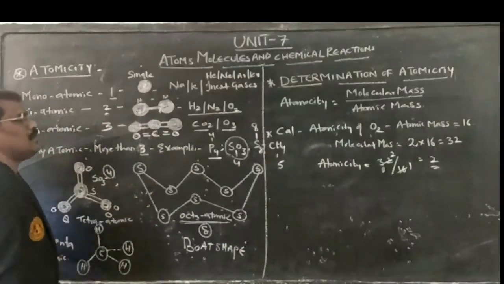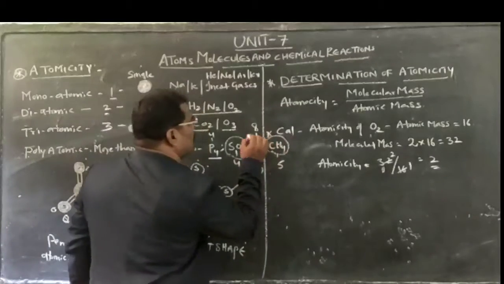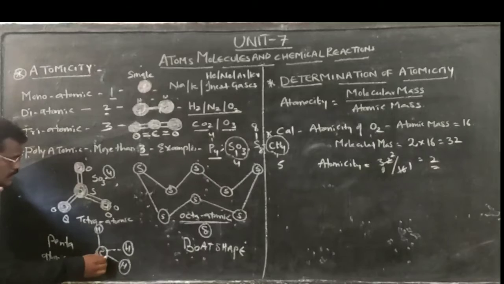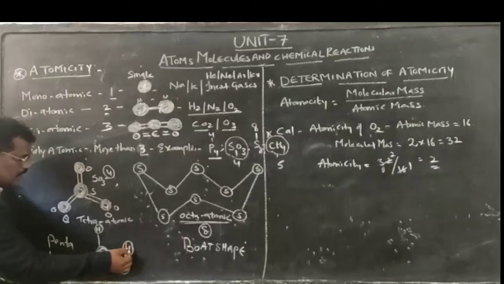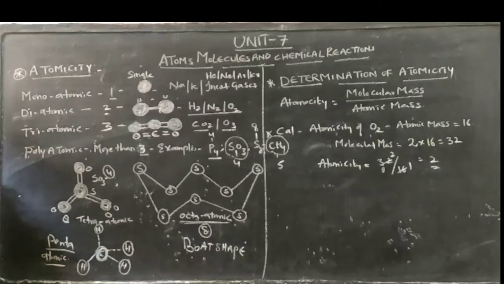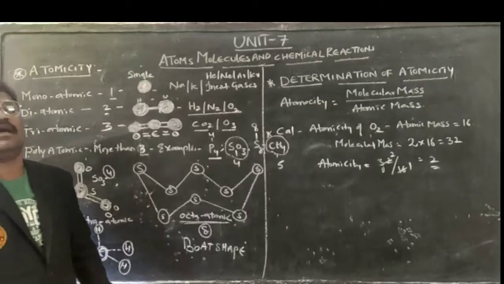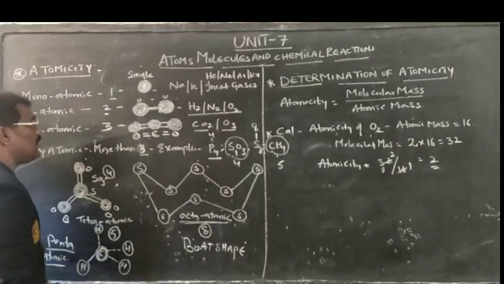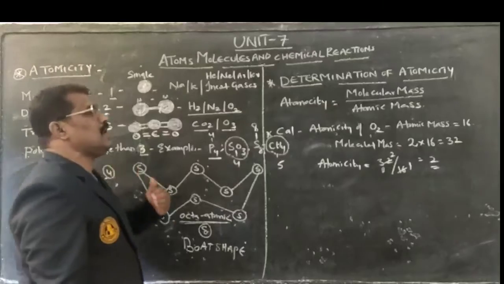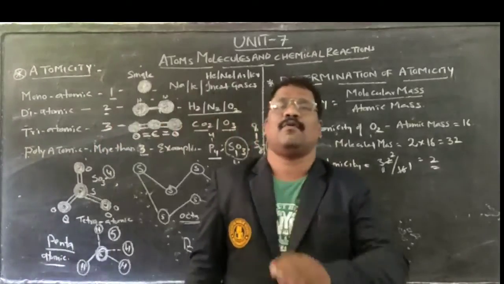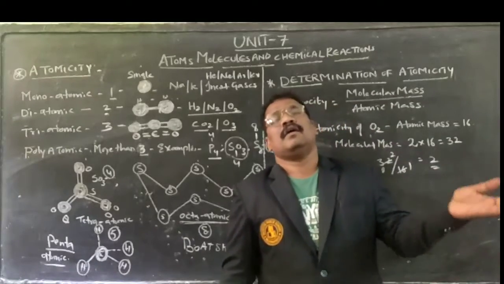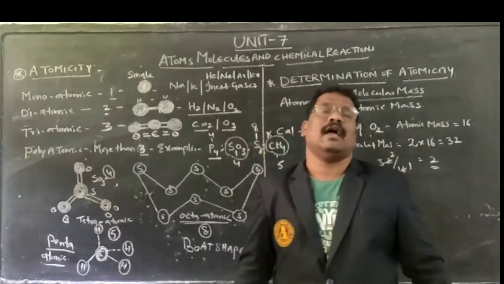Coming to one more molecule I have taken, methane, carbon and hydrogen together. If I take carbon, carbon is existing in the middle, with hydrogen, hydrogen, hydrogen, hydrogen: 1, 2, 3, 4, 5. Therefore it is called a pentaatomic element whose atomicity is 5. In that particular way, the atomicity of an element can be monoatomic, diatomic, triatomic, as well as polyatomic.